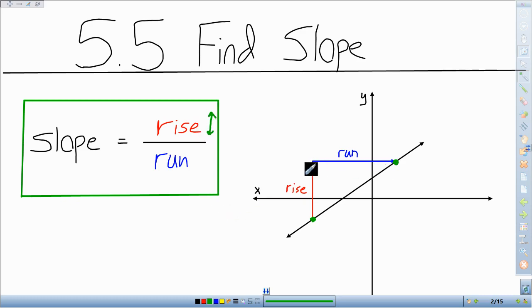So if you want to on this, you can kind of show yourself, rise, it's the up or down. Okay, run is the shorthand for us. How far left or right do we need to go? Okay, so left or right is what run represents.